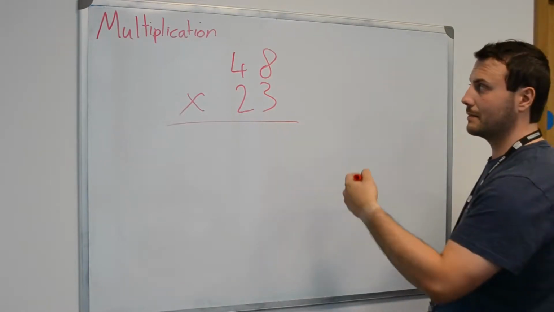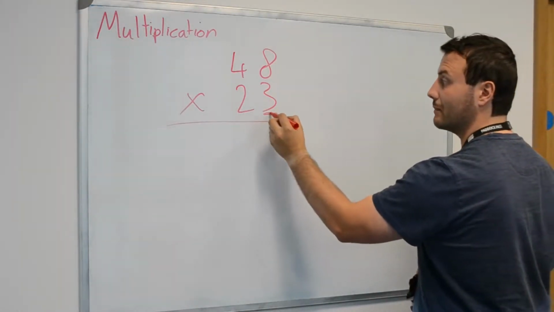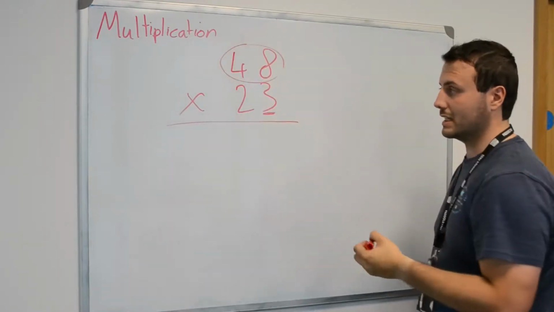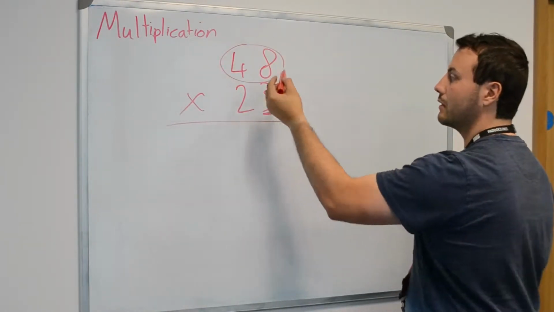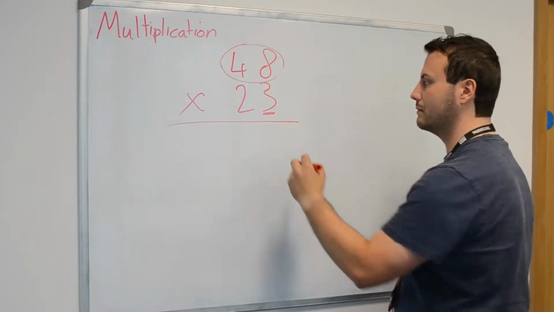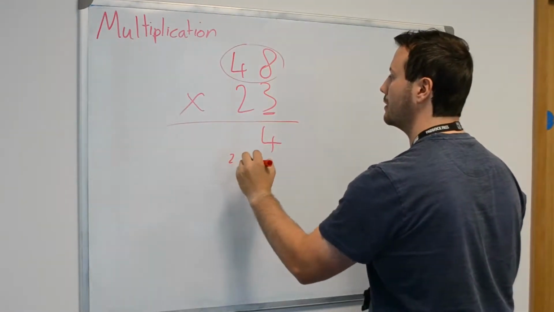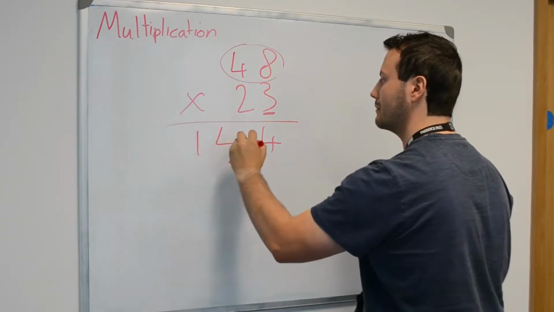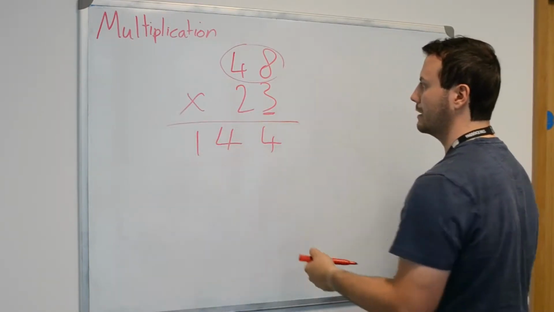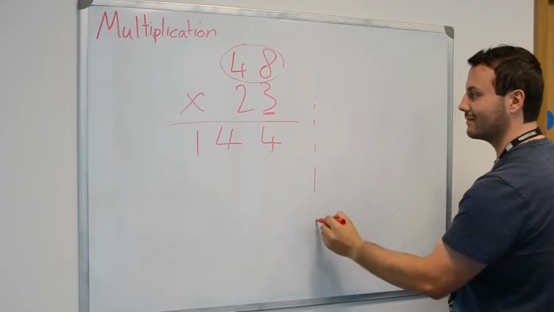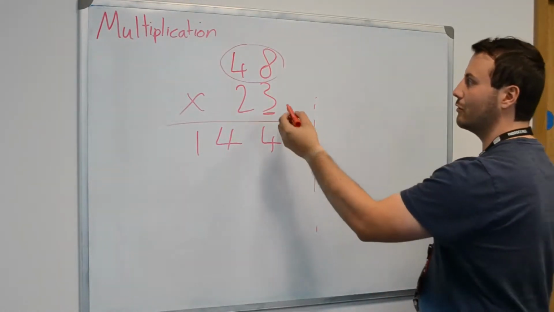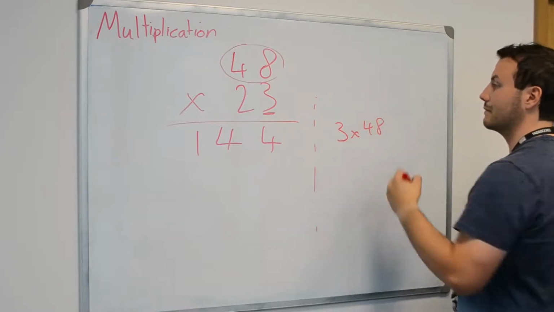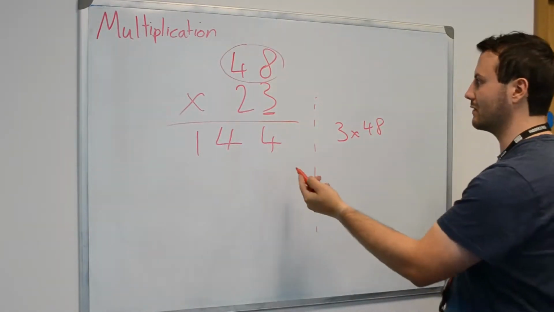So in this case, the pivot we're going to start with is just the 3, and our target is 48. So 3 times 8 is going to give us 24. 3 times 4 is 12, plus the 2 is 14. And showing the workings out for this side, what we've done is 3 times 48, which is where the 144 comes from.